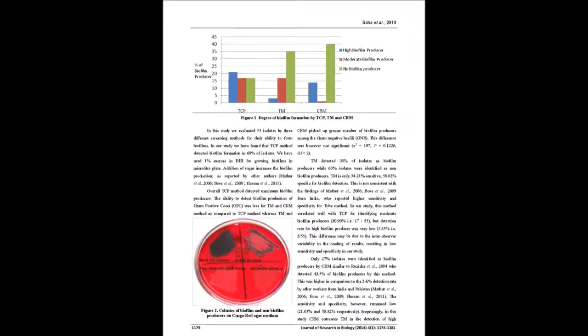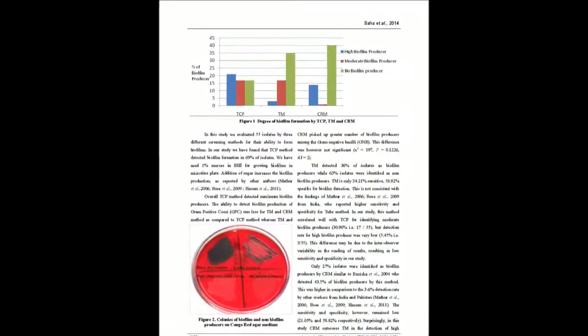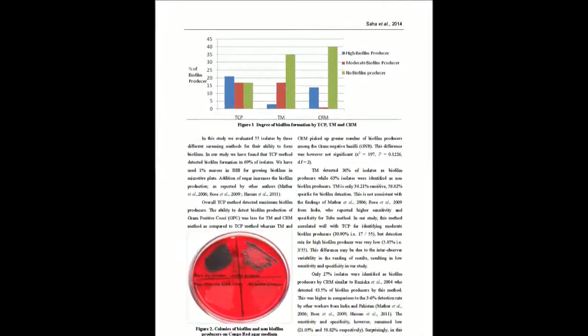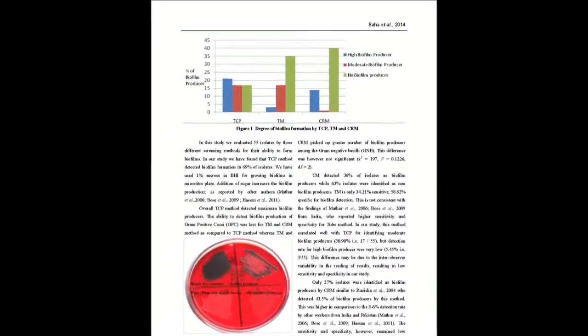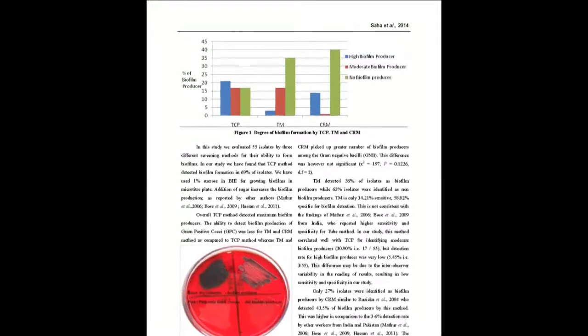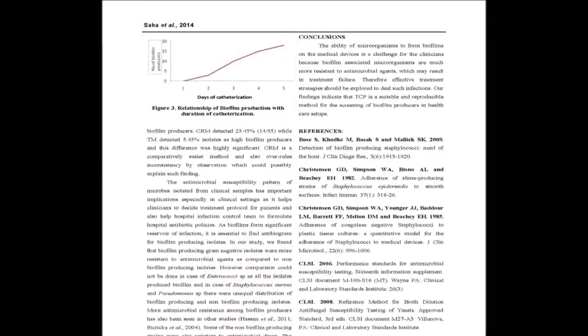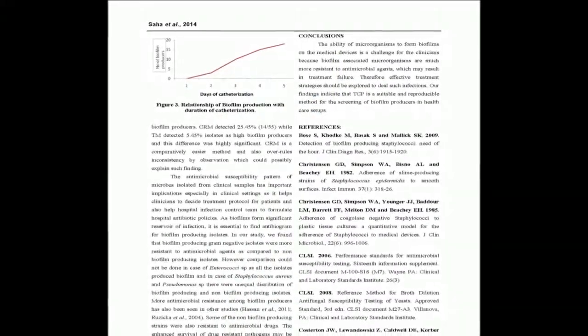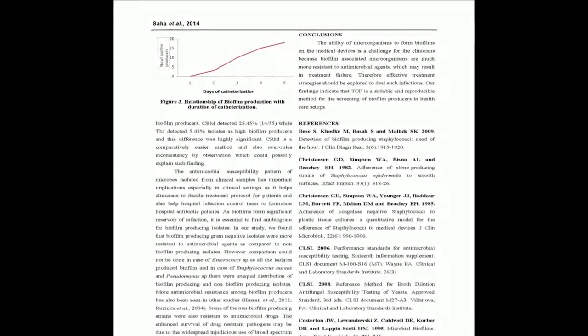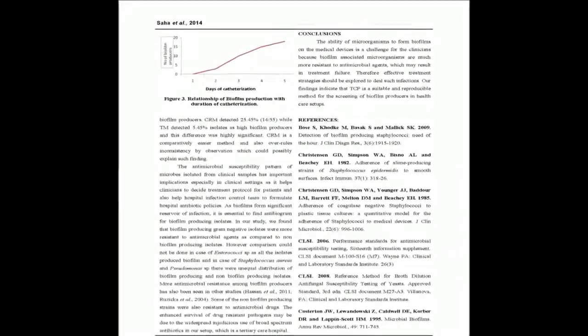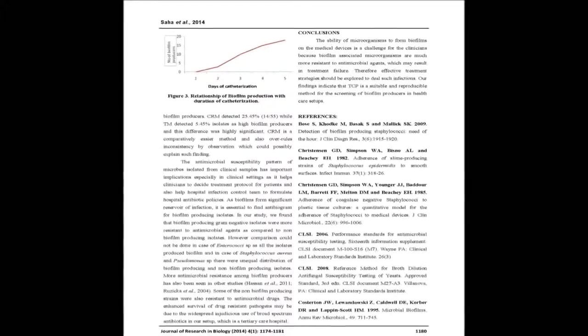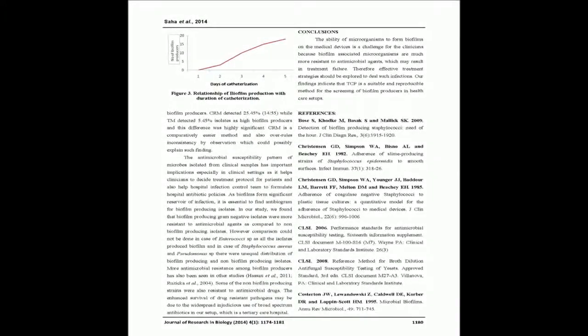TCP method picked up 69% of biofilm producers as compared to TM and CRA, which picked up only 36% and 27% biofilm producers respectively. Our study reveals TCP method as the more dependable one as compared to TM and CRA methods for the quantitative biofilm detection, so it can be recommended as a screening method in laboratories.